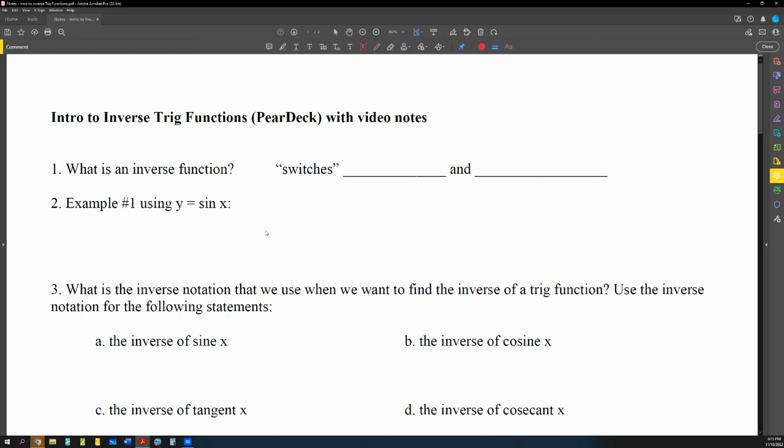Hi everyone. Today we're going to be looking at our notes for Intro to Inverse Trig Functions. So I want to start off by just talking about what is an inverse function.